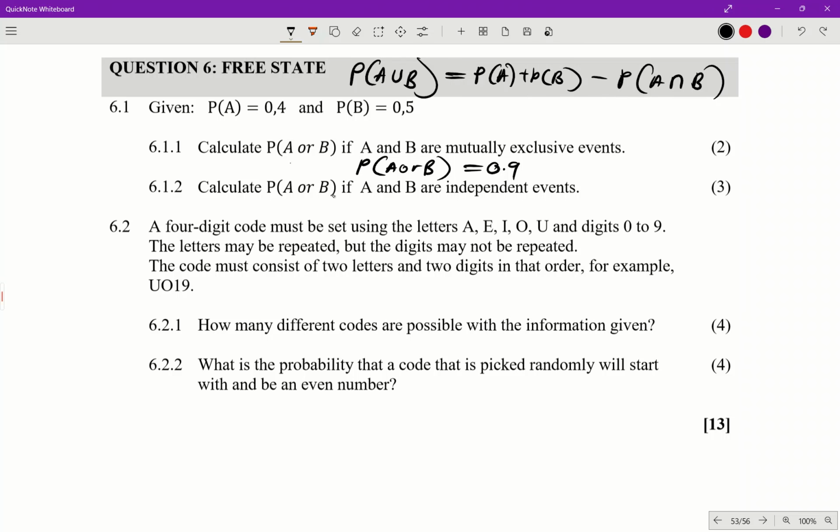So now calculate the probability of A and B if A and B are independent. You see, now they're talking about being independent. So whenever you have events that are independent, guys, this is the golden rule. The probability of A and B is simply the probability of A multiplied by the probability of B. You see, now they want us to calculate this part using this formula so that we can calculate that part there.